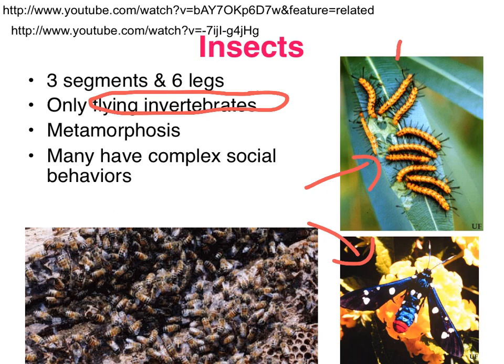In their young larval stage, they eat leaves. As adults, they can fly and go to flowers and get pollen and stuff, so they're not competing with each other for the same limited resources. It's a great adaptation and helps ensure that insects will continue to be successful.